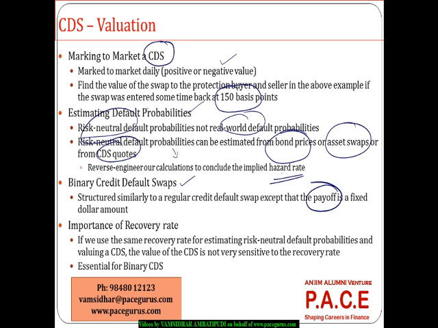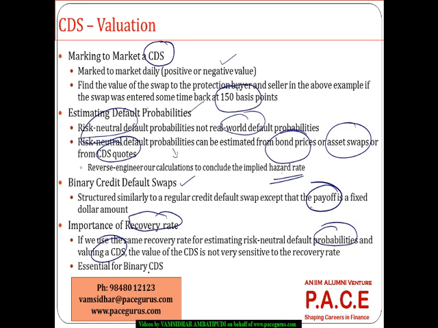And so because the recovery rate is not present in a binary credit default swap, what recovery rate we are using for the valuation of the swap is very important. If we are using the same recovery rate for estimating the default probability as well as for the valuation of the CDS, then probably the recovery rate does not play any role.